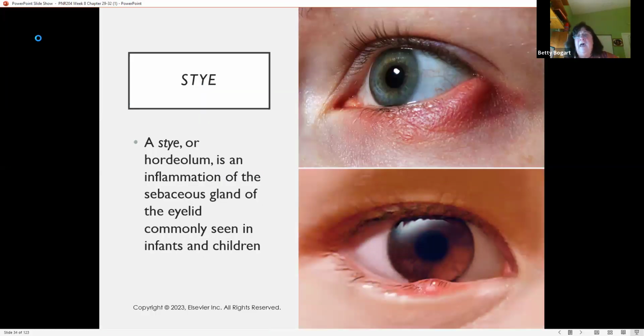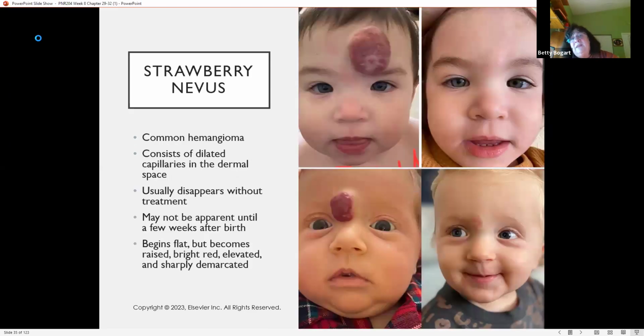Now a sty, they hurt, right? I just had one right inside my eye, a little white spot. And all of a sudden I felt it. I'm like, what's going on? And it was a sty. It's also called a hordeolum. And it's something in the sebaceous gland. It's this duct that gets filled with usually white pus stuff and it will raise to a head. Many times it will open and burst, and sometimes it doesn't. It just goes away.